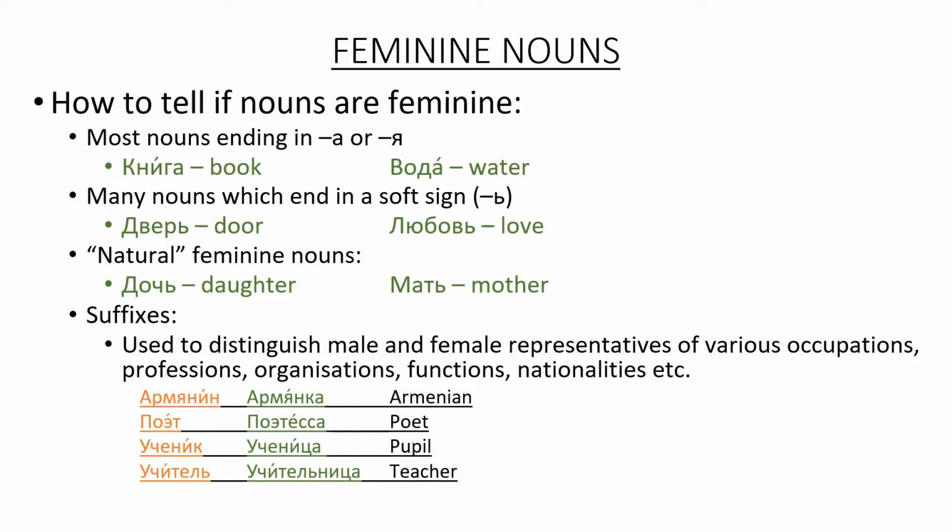Then we have поэт for male poet and поэтесса for female poet. Ученик for male pupil and ученица for female pupil. Учитель for a male teacher and учительница for a female teacher. Just a quick note here, as with Romance languages, if you want to refer to a group of mixed gender individuals, so a group of male and female students or male and female teachers, then you'll use the plural form of the male noun, the masculine noun.